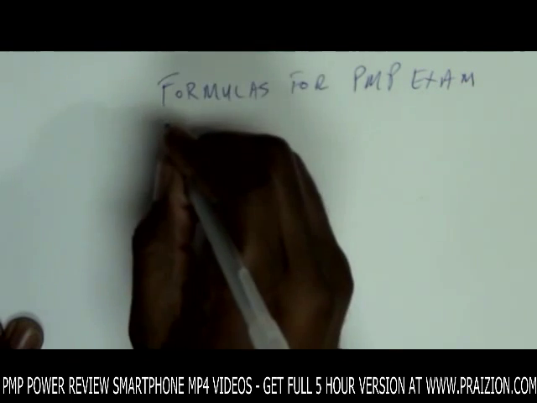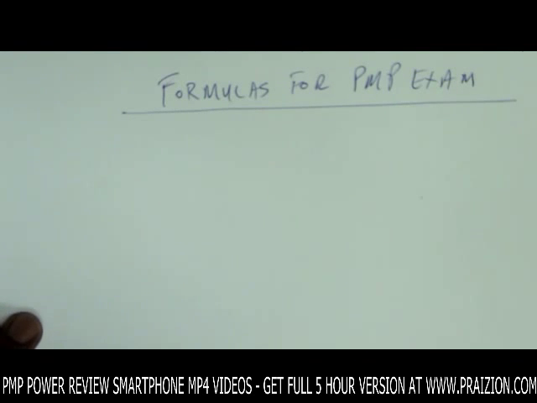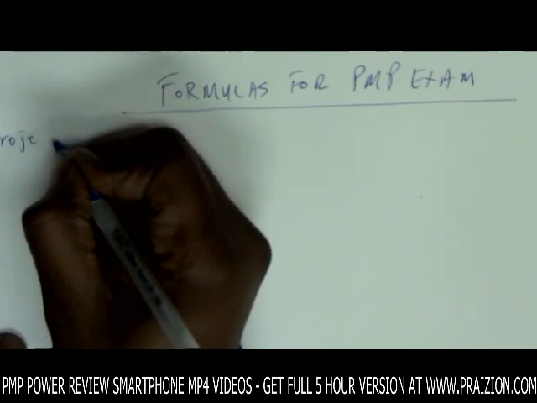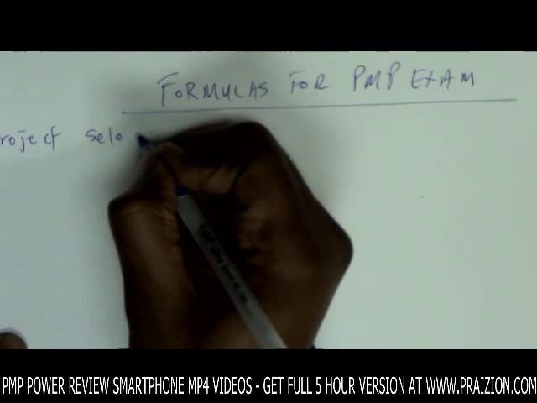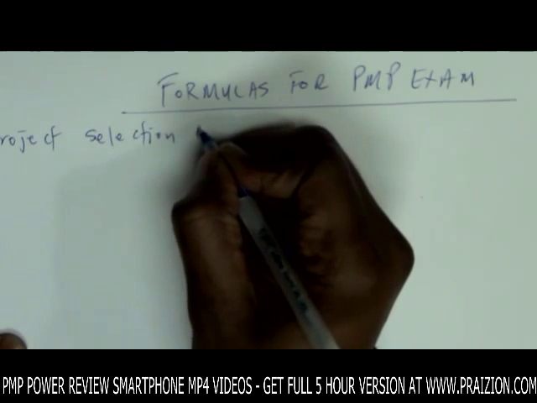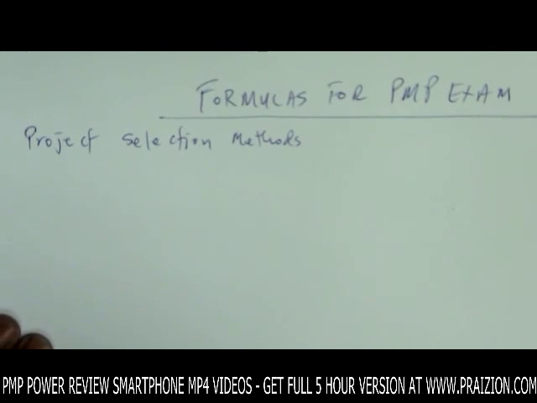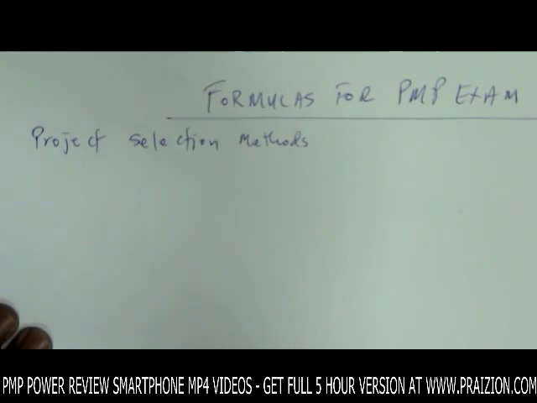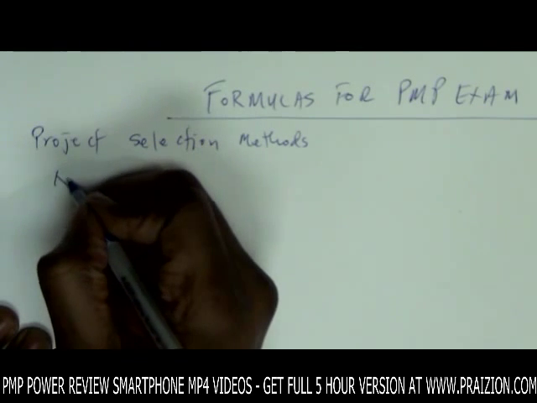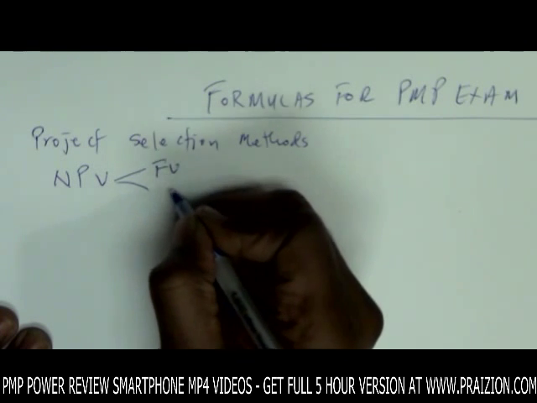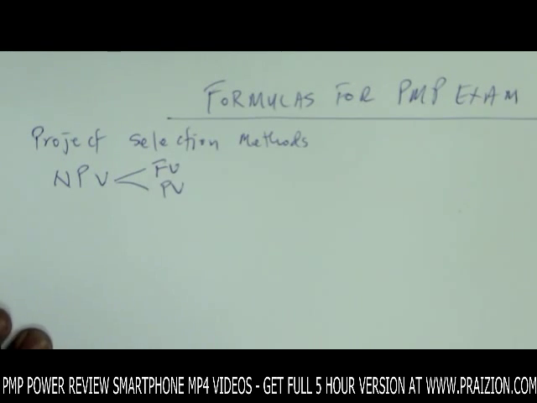When you think of formulas for the PMP exam, what comes to mind? If you went for a solid 35 contact hour course, you probably start thinking about project selection methods, right? Project selection methods has so much stuff underneath it, but we can cover these extremely quickly. First of all, you think about things like your net present value, NPV, and under that you need to be aware of future value and present value.